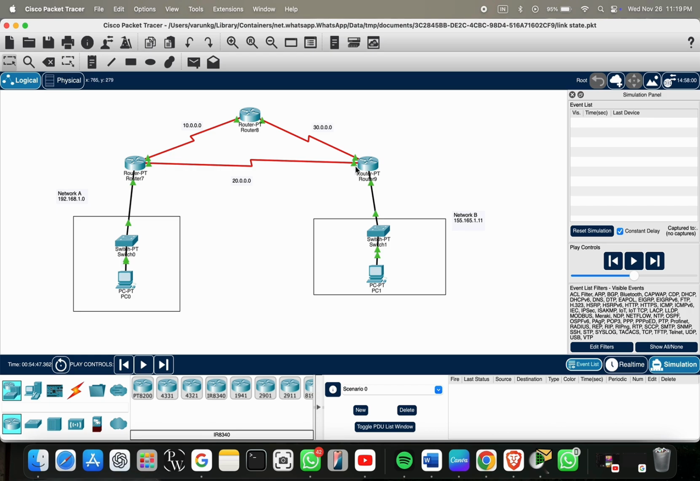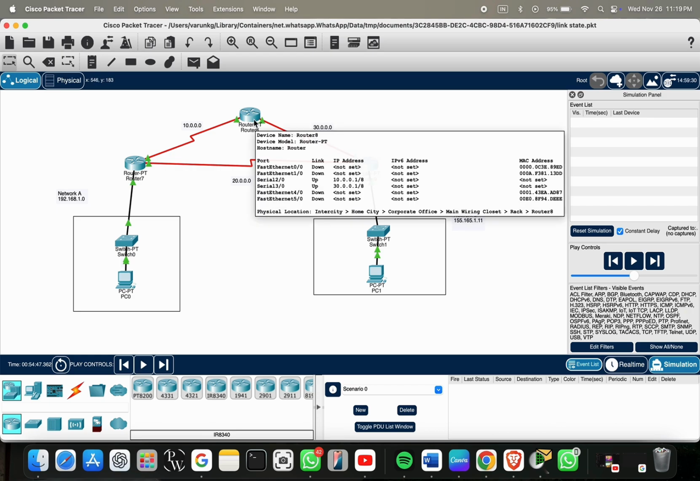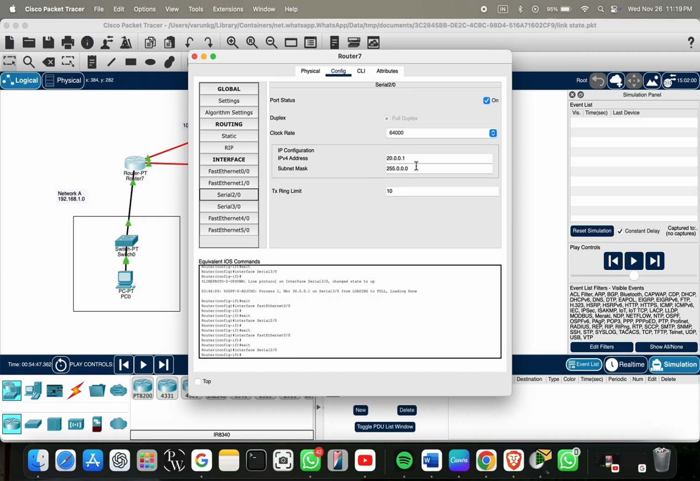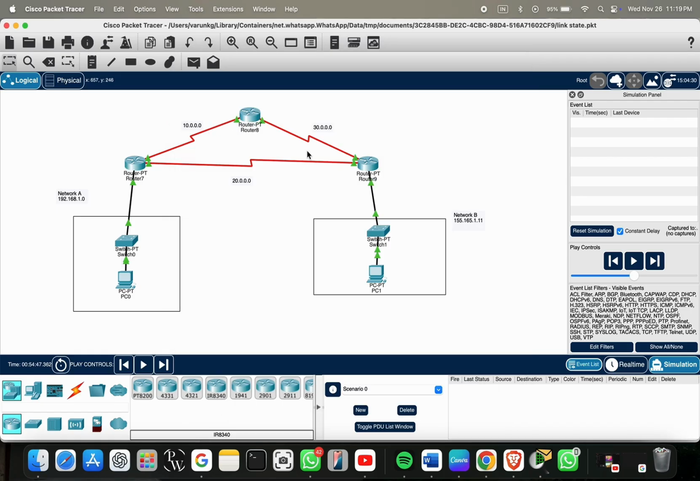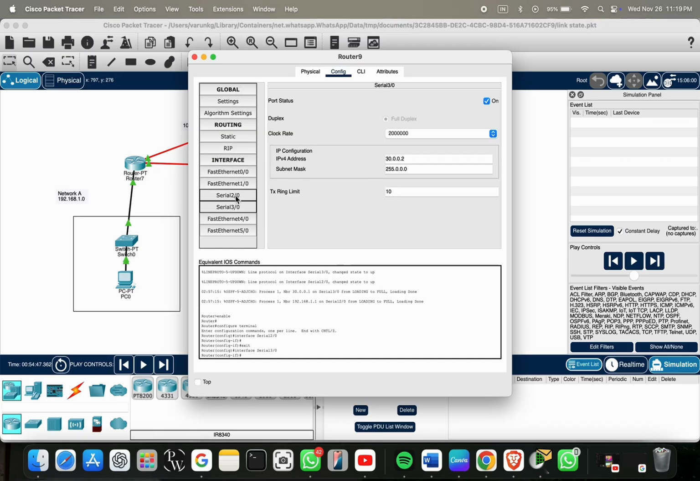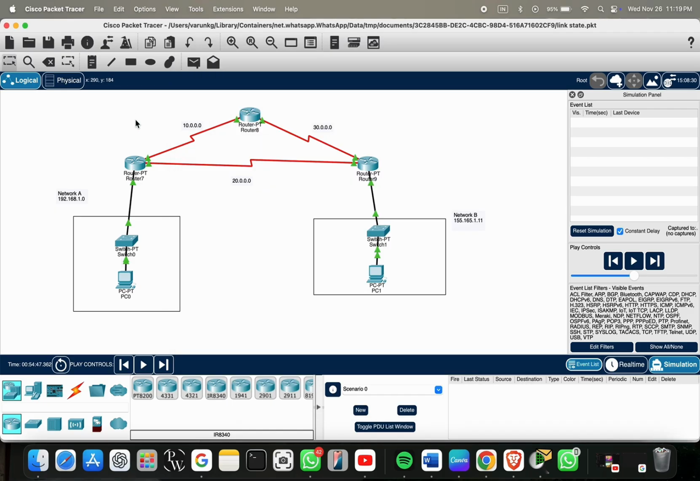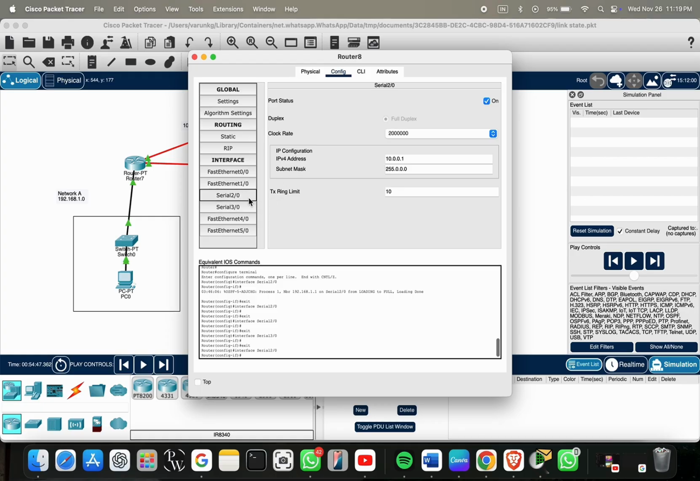Router 2 is connected serially with serial 2.2, as you can see here, and its address is 20.0.0.1. The other router is connected the same way, but the serial address is 20.0.0.2, and another router is connected to this third router. In the third router, serial 2 is 20.0.0.2 and serial 3 is 30.0.0.2.